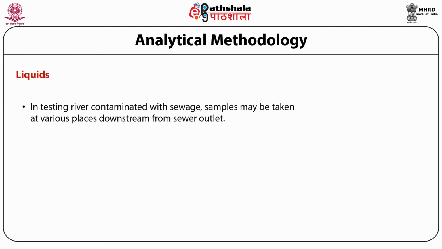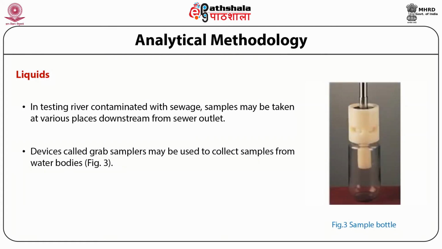In testing the natural purification of a river contaminated with sewage, samples may be taken at a number of places downstream from the sewer outlet. Devices called grab samplers may be used to collect samples from large bodies of water at various depths.